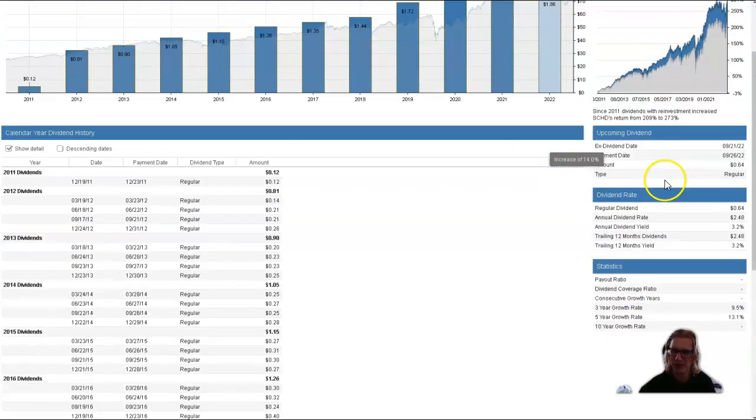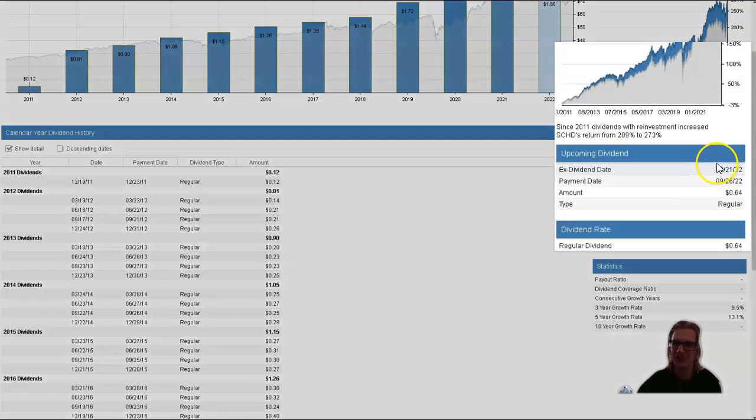for many people. Now when we also look at this, the 3-year dividend growth rate is about 9.5%, which is quite nice. The current dividend yield is 3.2%. So you're getting some fairly good dividend income here, as well as the potential to grow that dividend over time.